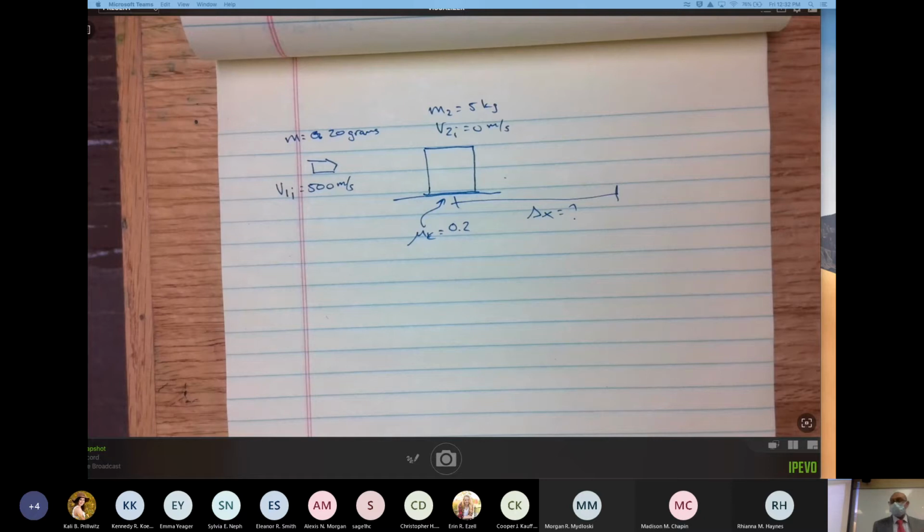Now, in this problem, because you have the initial velocity and masses of the two objects, the bullet and the block, you can actually start with the conservation of momentum, and from there you can start doing Newton's second law. Aaron, the mass of the bullet is 20 grams.